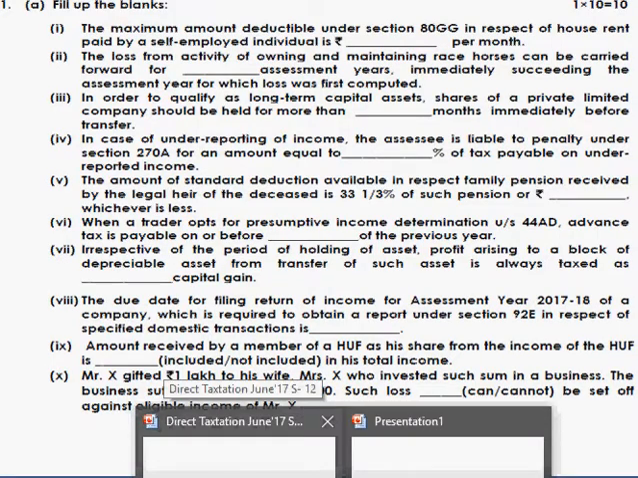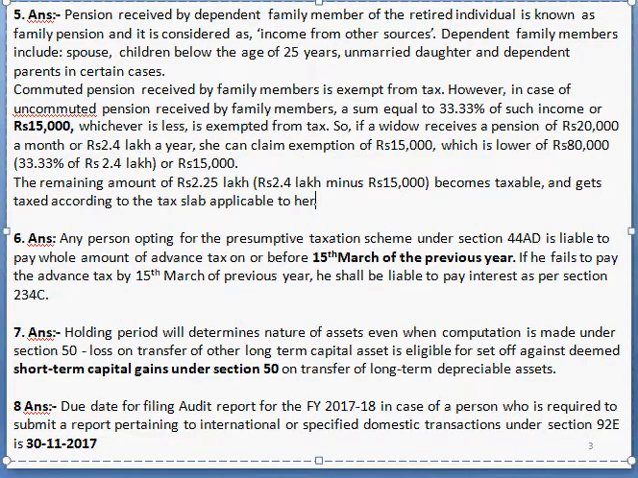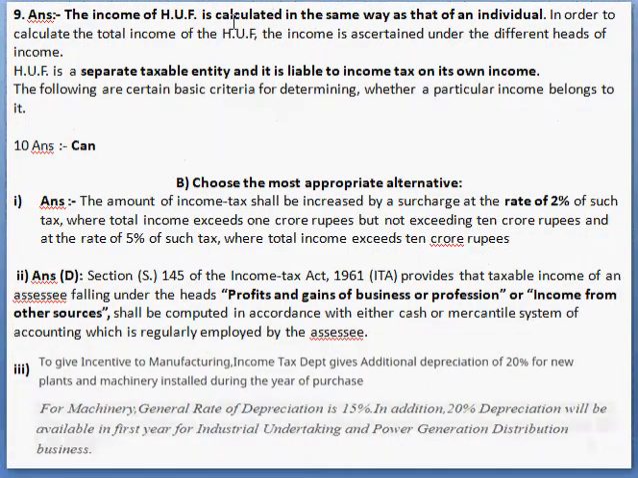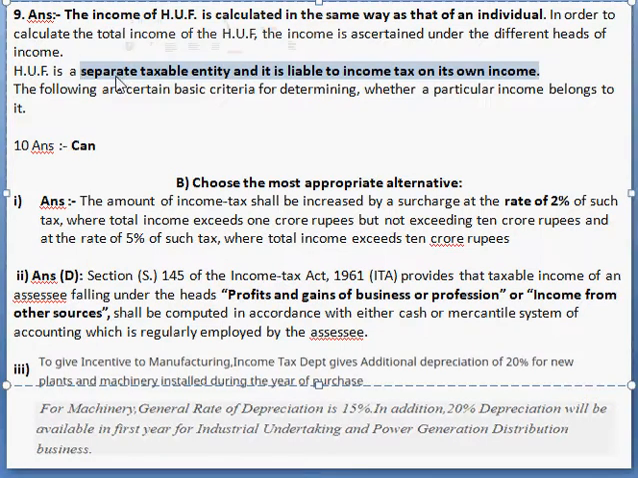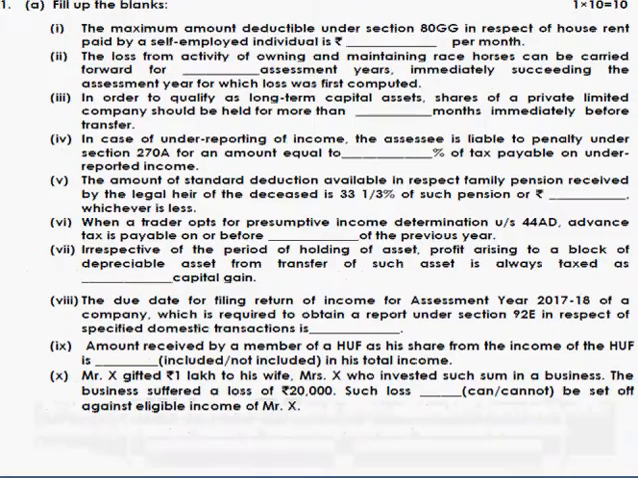Why not? Because the income of HUF is calculated in the same way as that of an individual. HUF itself is an entity and it is liable to income tax on its own. Means the HUF pays its own income tax on whatever income it earns already. So the member does not need to pay income tax on it. That is the reason it will not be included. The answer will be not included in total income.